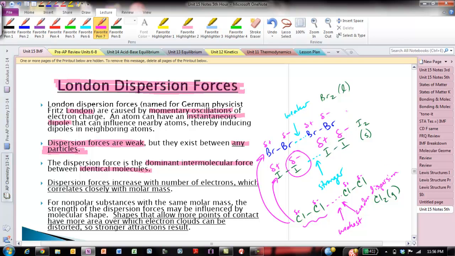Okay, and so the strength of these is directly related to the state of matter. You have to look at the number of electrons, and the other thing you have to look at for London dispersion forces is the shape of the molecule. We've talked about shapes for polarity, but shapes that allow more points of contact over which the electron clouds can be distorted, so the more the partially positive and partially negative can stick together, the stronger the attractions are going to be.